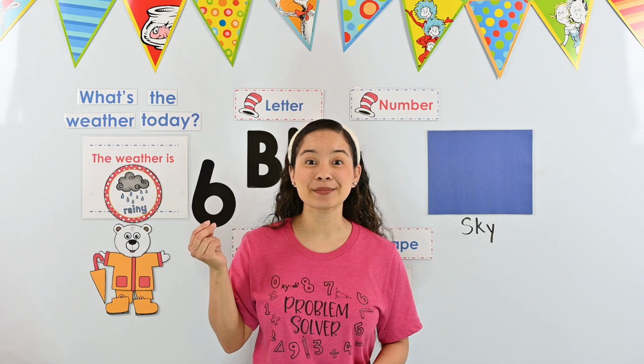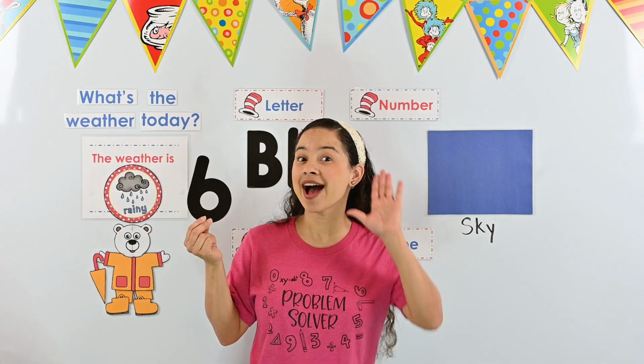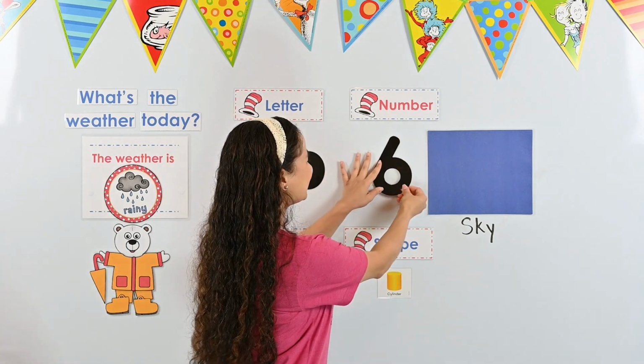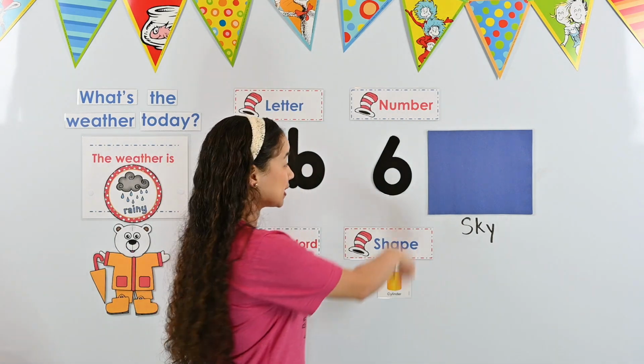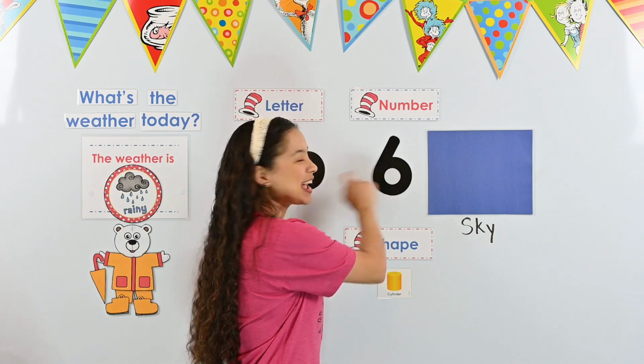Do you know what number this is? It's the number 6. If you said the number 6, you are correct. I know that this is the number 6 because it has a line going down and then it curves. It makes a loop.